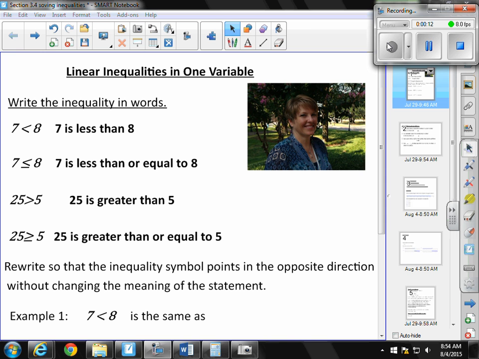When you see these symbols here, it means 7 is less than 8. 7 is less than or equal to 8. Equal to 8, that's where we put the little bar underneath our inequality symbol. So less than or equal to has that bar under it. 25 is greater than 5. And 25 is greater than or equal to, again, we have that little bar to represent can be equal to.